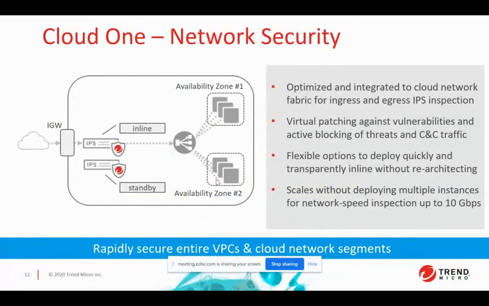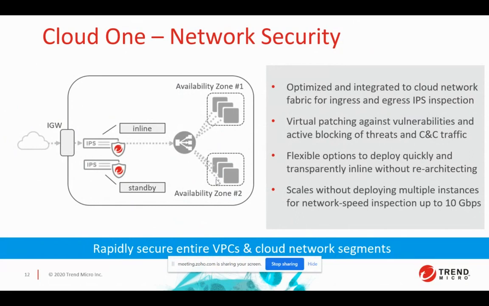So now comes the network security. As I said, the network security refers to TippingPoint on the cloud, and it is optimized and integrated to the cloud network fabric for ingress and egress IPS inspection. So it can be deployed near the perimeter, and your whole VPC will be secured by placing the IPS there, because TippingPoint is the industry-leading IPS solution.